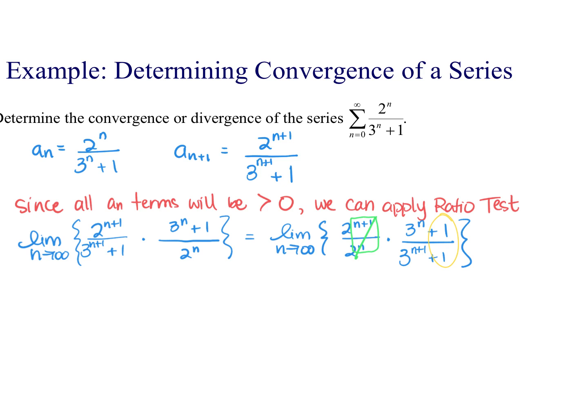2 to the 1st is a constant, and where can we pull constants for limits? Out to the front. So we will be taking the constant of 2 and pulling it out to the front, so we only have to focus on what's left. Now I can't reduce this term. So I plug infinity in. That'll give me 2 times 3 to the infinity plus 1 over 3 to the infinity plus 1 plus 1.